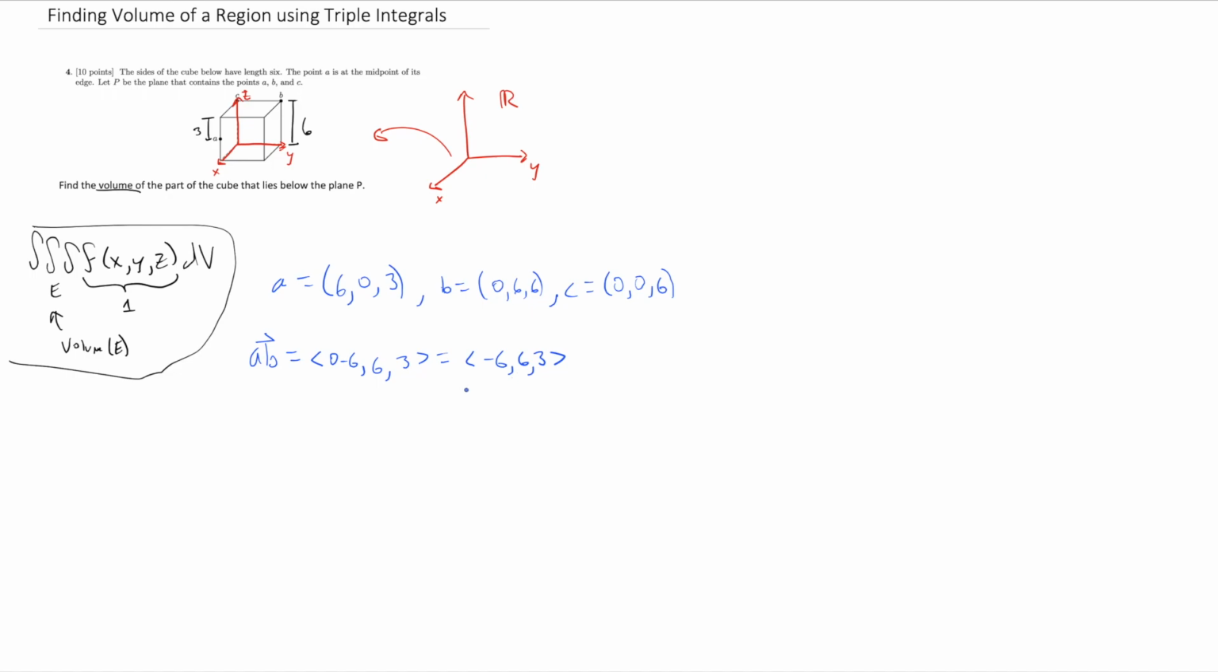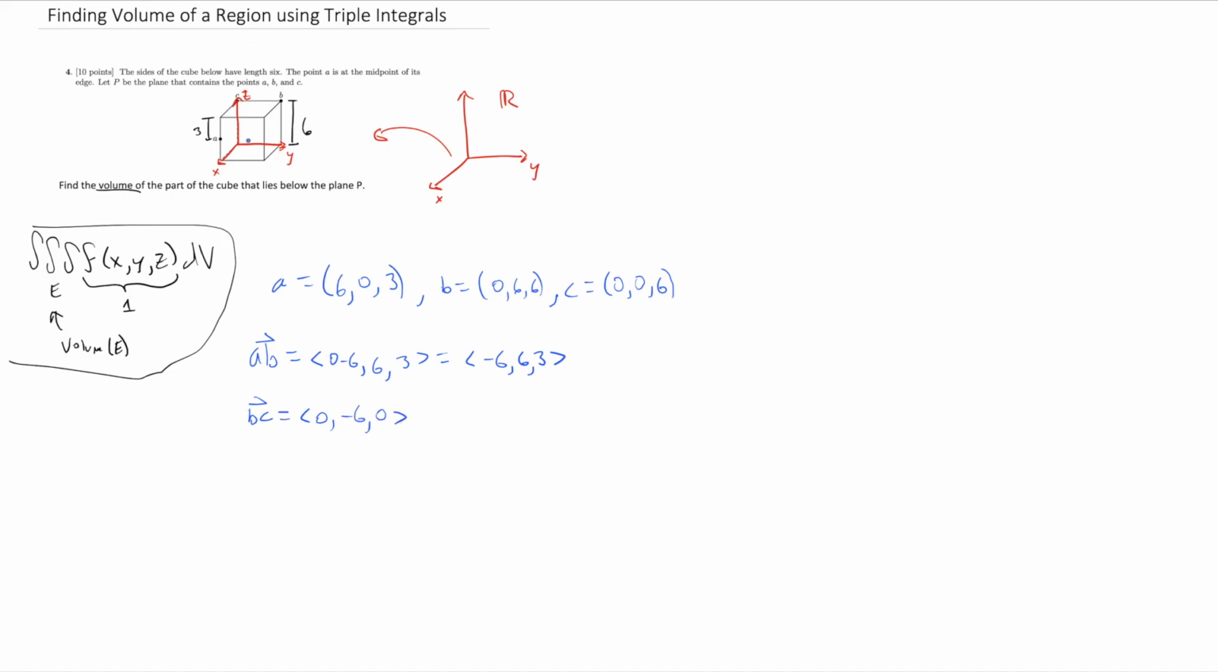Nice and dandy. Okay, now I'm just, again, picking B and C. Doesn't matter which 2 you pick. As long as you have 2 vectors that lie in the plane, you're going to be able to take the cross product to get that normal vector of the plane. BC, so 0, negative 6, and 0.